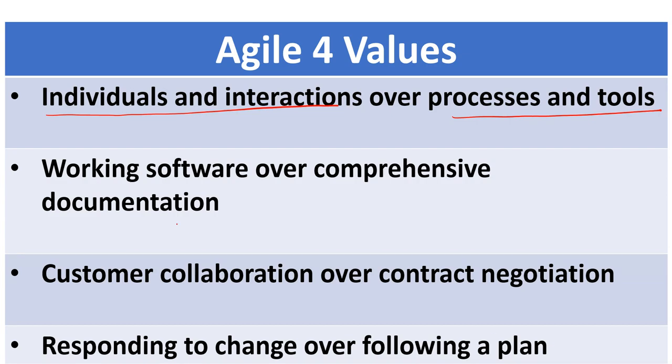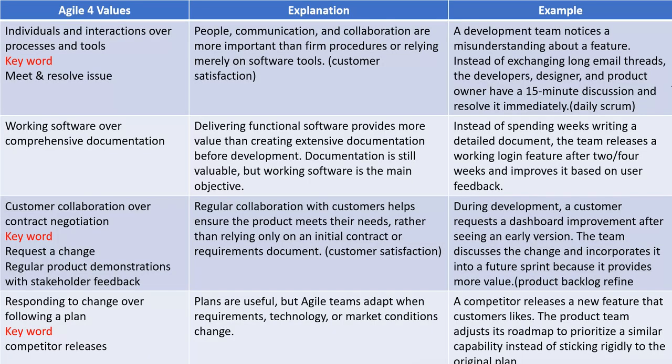I highly recommend that you read and understand these values, because sometimes the question might come just like this: individuals and interactions over comprehensive documentation, over contract negotiation, over following a plan. So if you know very well that the right side of the first value is processes and tools, then you have to select this one, right? Okay, and here are some keywords with examples and explanations of these 4 values.